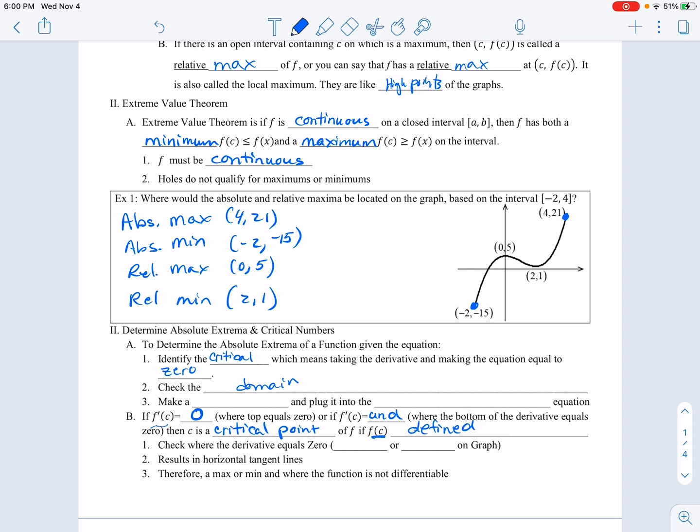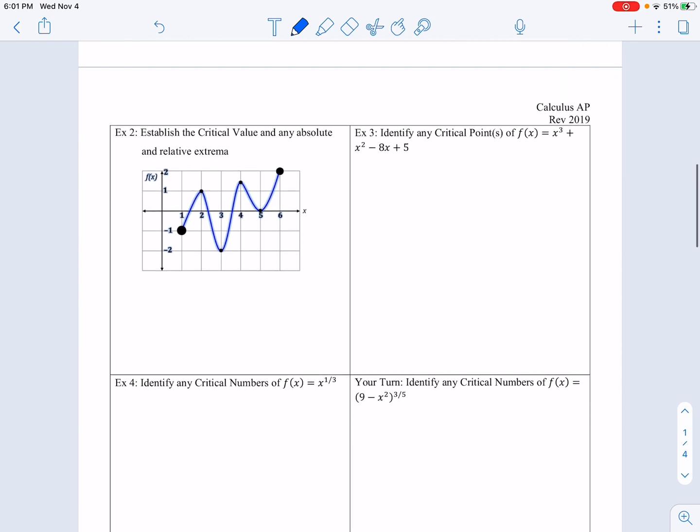Check where the derivative equals 0. I don't know what they want. Max or mins, I guess. Max or min on the graph results in horizontal tangent lines. Therefore, max and min is where the function is not differentiable. So what? I think we're going to cross that out. That doesn't make sense.